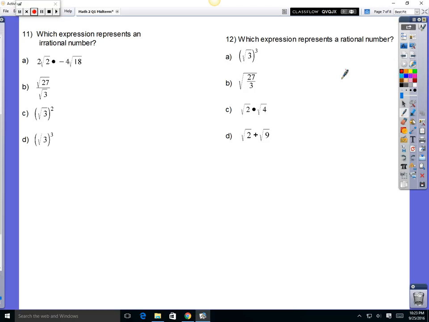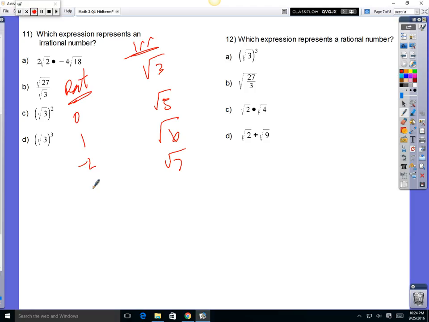Last page, except for the bonus. Okay, irrational. Irrational are these: square root of 3, square root of 5, square root of 6. If you turn these into decimals, they are decimals that go on forever, and there's no pattern. These are the rational. This is irrational. This is rational. Rational is like 0, 1, negative 2, 3, negative 6, square root of 4, square root of 9.